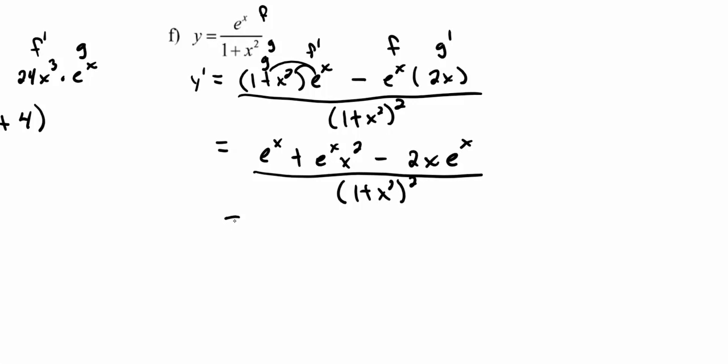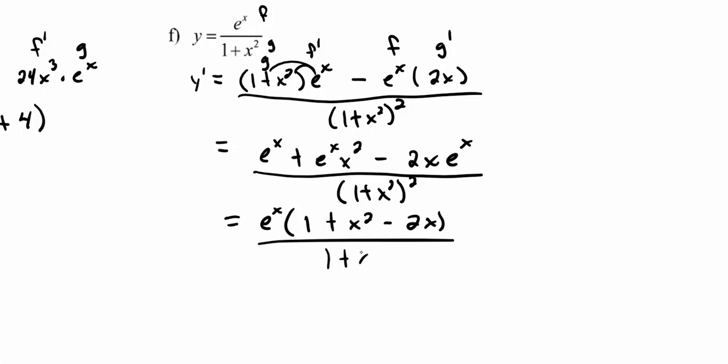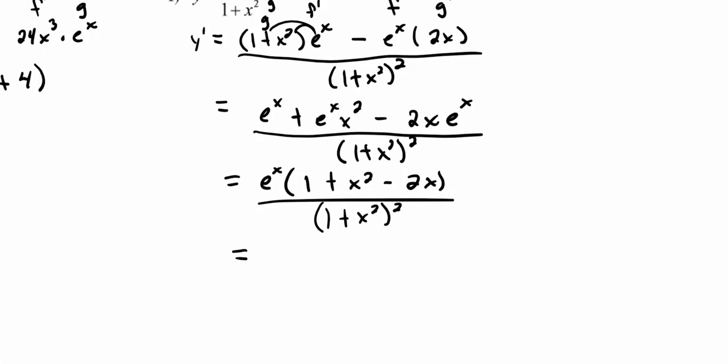Okay, and then now I'll factor out my e to the power of x, and we've got 1 plus x squared minus 2x all over 1 plus x squared squared. And then lastly, if we factor this, then we get e to the power of x, and that would be the same thing as x minus 1 squared, right? It's a perfect square, over 1 plus x squared squared. And there you go, that's what y prime was.